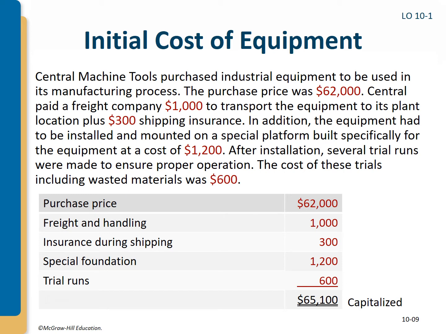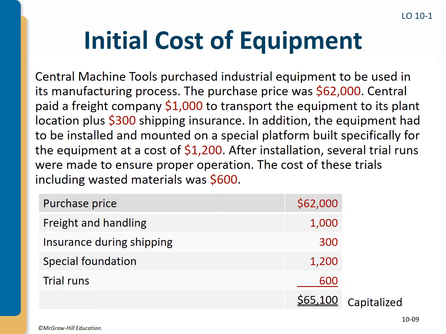So Central Machine Tools purchased industrial equipment to be used in its manufacturing process. The purchase price was $62,000. Central paid a freight company $1,000 to transport the equipment to its plant location, plus $300 shipping insurance. In addition, the equipment had to be installed and mounted on a special platform built specifically for the equipment at a cost of $1,200. After installation, several trial runs were made to ensure proper operation. The cost of these trials, including wasted material, was $600. Well, that doesn't matter. It was all part of getting it ready for its first use.